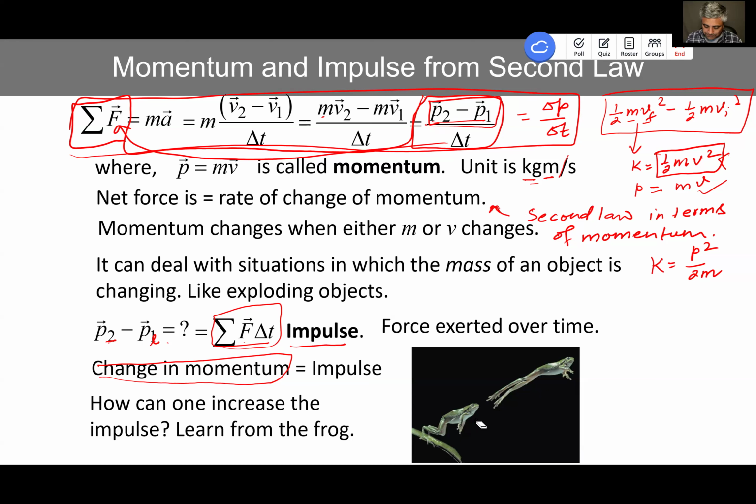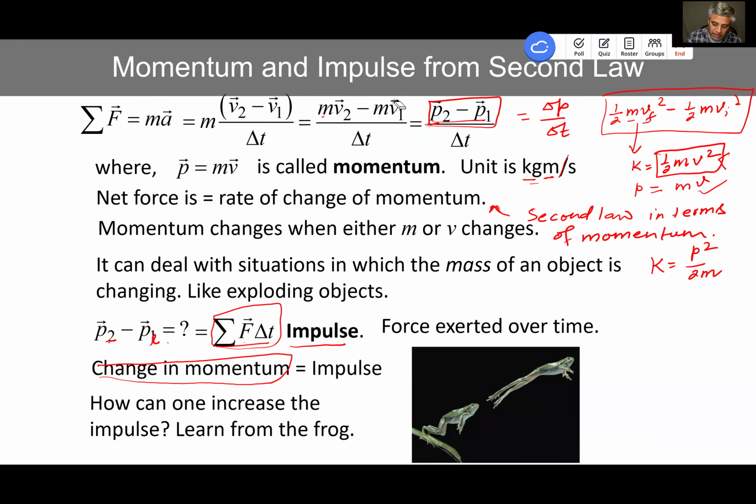So now, with that said, in short, momentum is the product of mass and velocity, and Newton's second law can be written in terms of rate of change of momentum. Change in momentum is equal to impulse. We can get larger impulse by applying force for a longer time interval. Once we make impulse larger, the change in momentum also becomes larger, resulting in a higher final velocity. So that's what we learn here.